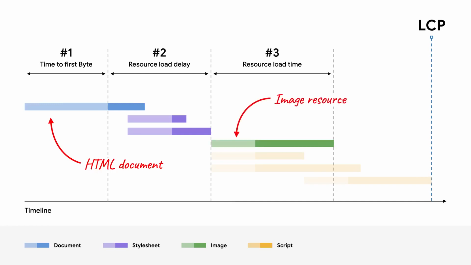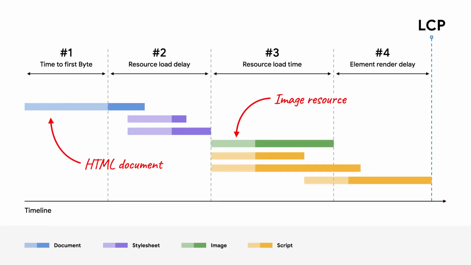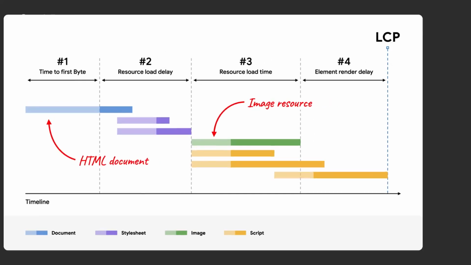The third subpart is the time it takes to load the LCP resource itself. Again, if the LCP element on your page doesn't require a resource request, then this time will also be 0. And lastly, the fourth subpart of LCP is the element render delay. This is the time from the moment your LCP resource finishes loading until it's actually rendered to the screen.